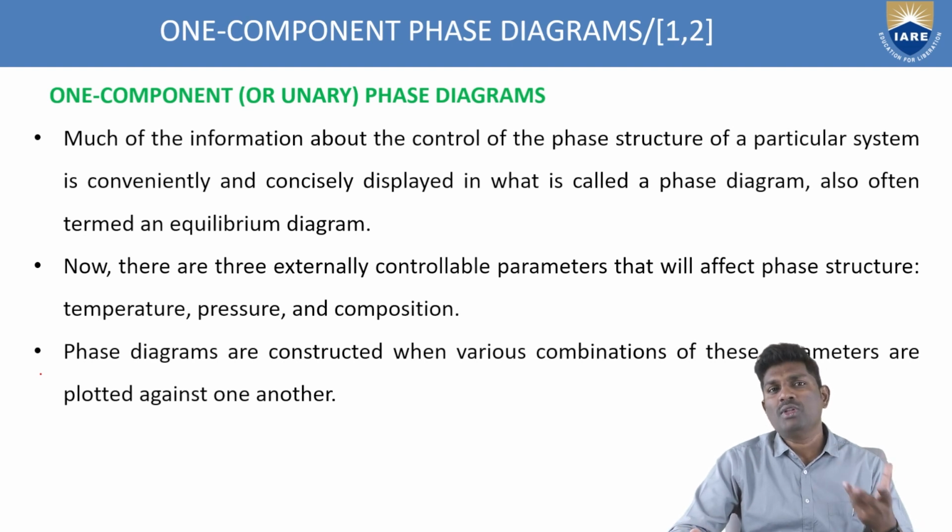We can control these. We can increase the temperature. We can increase the pressure. We can change the composition. We can vary all these things. That's why these are called the externally controlled parameters which influence the phase structure of the given material. The phase diagrams are constructed when various combinations of these parameters are plotted against one another. Based upon these three parameters only, we are drawing the phase diagram.